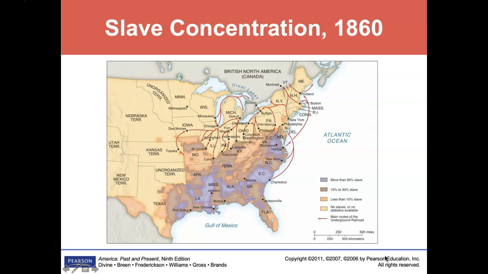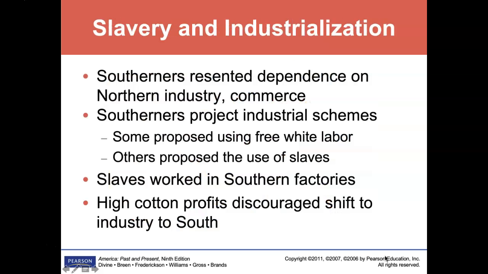Now, slave concentration begins to shift here as we loom closer and closer to the American Civil War. But keep in mind, the straw that broke the camel's back, some people would say, is in fact the fugitive slave law that would give us a notion that the Civil War was inevitable later on. The reason why I think slavery might have been truly growing at the rapid pace that it was in the early 1800s is because Southerners resented their dependence on the Northern industry for commerce.